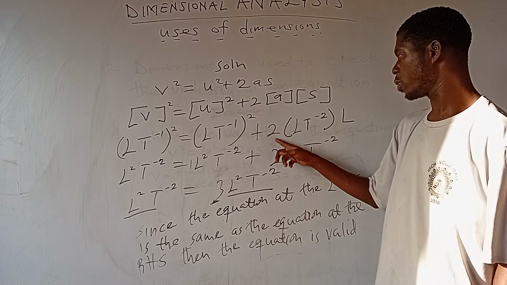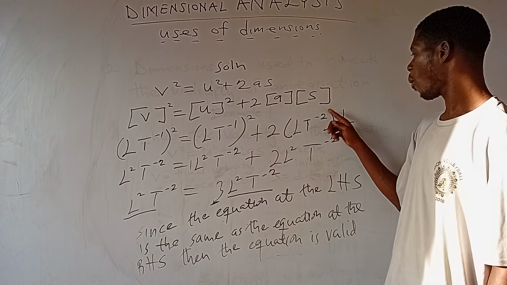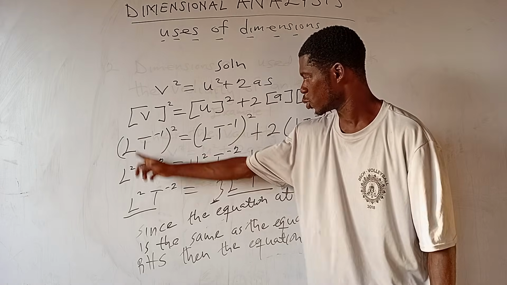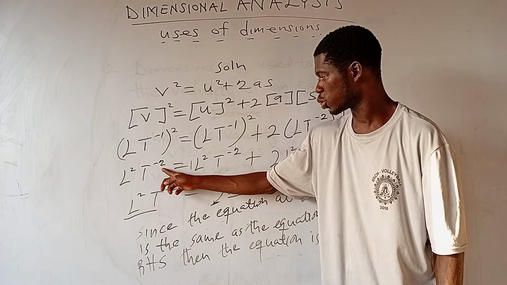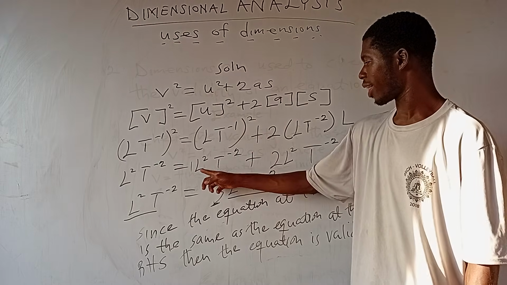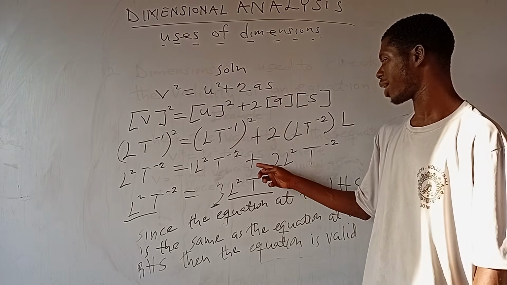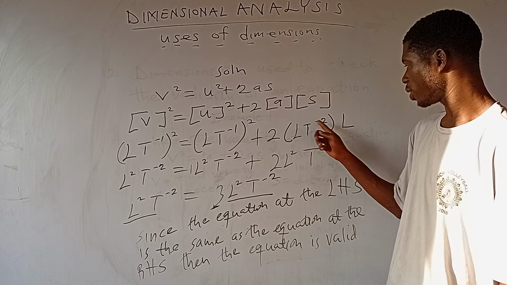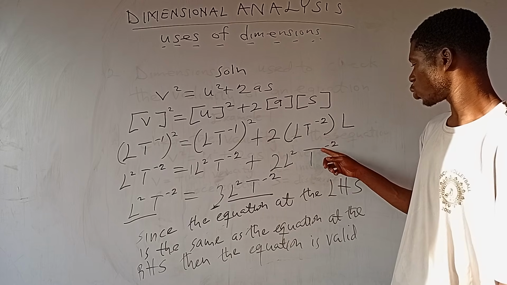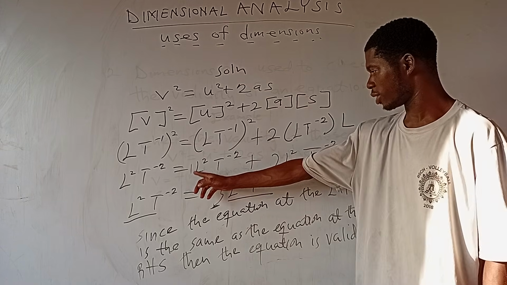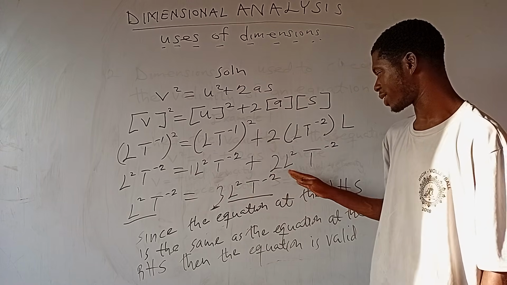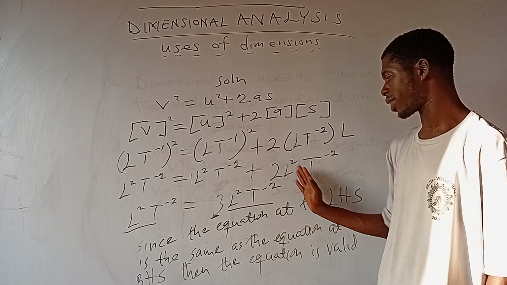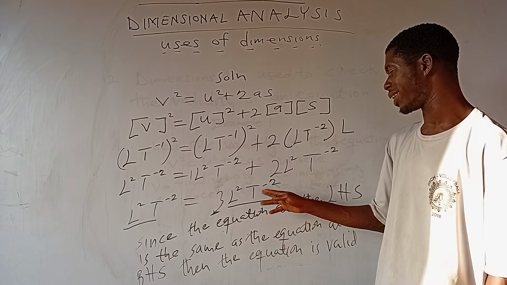Then plus 2, the dimension for acceleration is LT^-2, multiplying the dimension of distance. Distance is L. Okay, you expand the bracket, so it goes L^2 T^-2 equal to L^2 T^-2 plus 2 L^2 T^-2, because this one multiplied by this one becomes 2 L^2 T^-2. Yes, so one is in front of this one, but we don't write it. So it's 1 plus 2, which is 3, so 3L^2 T^-2.